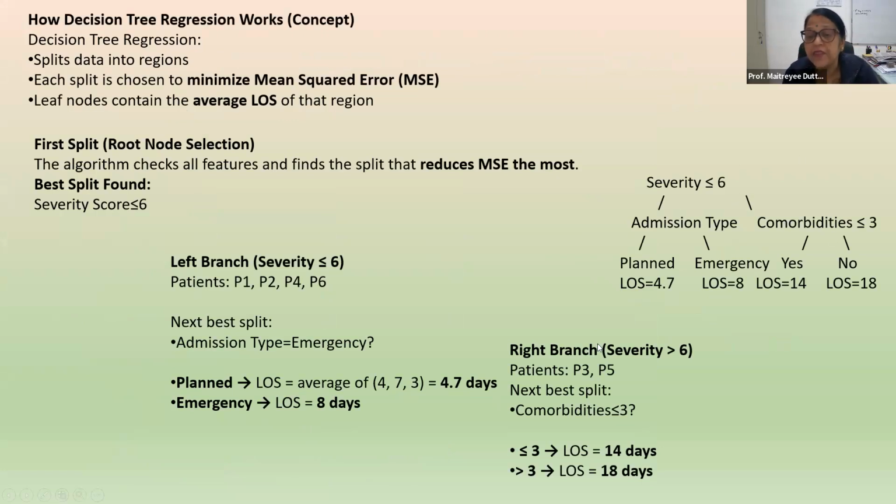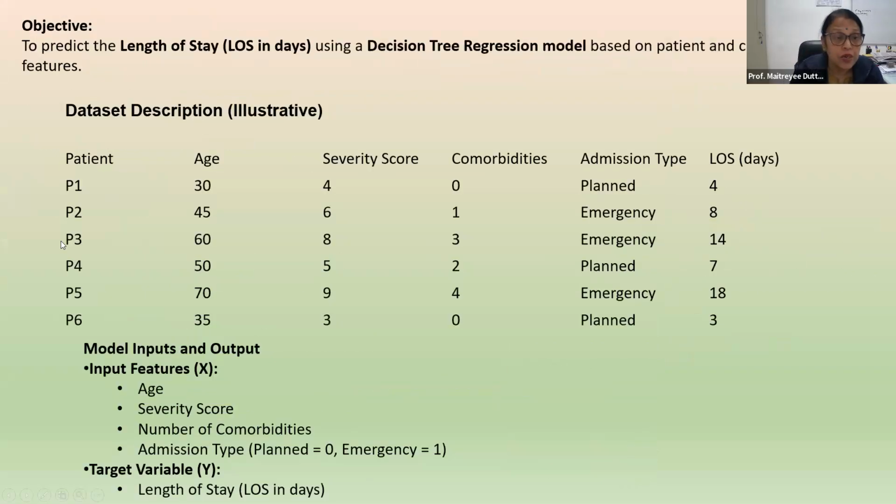Now let us see that if the severity is greater than 6, there are two patients: P3, whose severity is more than 6, and P5, that is 8 and 9. But in both cases, if you take the admission type, you can see both of these are emergency. So it is not the best split type. So here, what is the best split type?